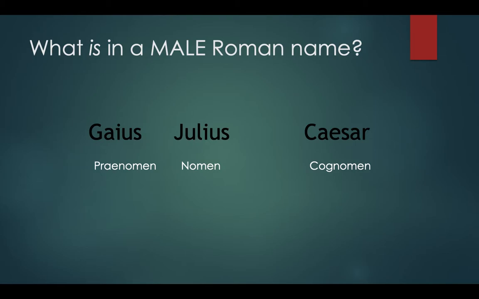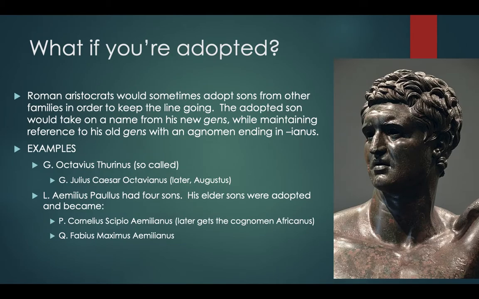Now, if you're a Roman male who's been adopted, things get a little different. Roman aristocrats, if their family lines were in danger of dying out, would sometimes adopt young sons from other families. Remember, infant mortality and healthcare were not great in antiquity, so if, say, a family had 6 children, 2 might survive to adulthood if they were lucky.